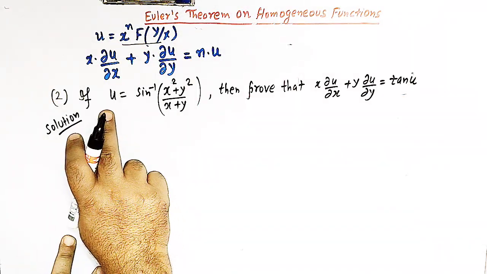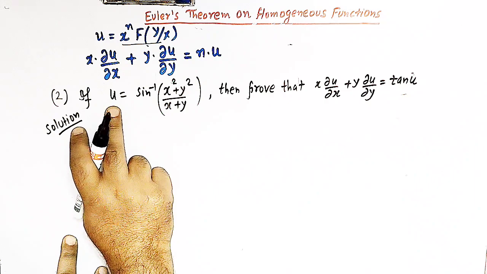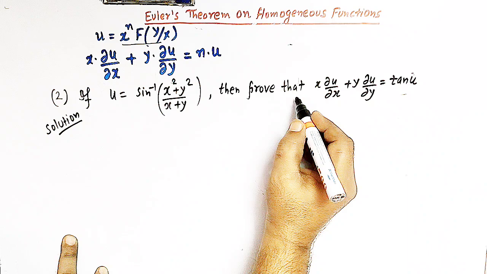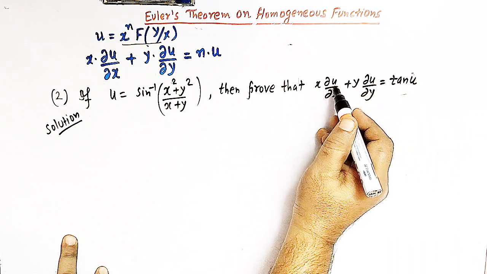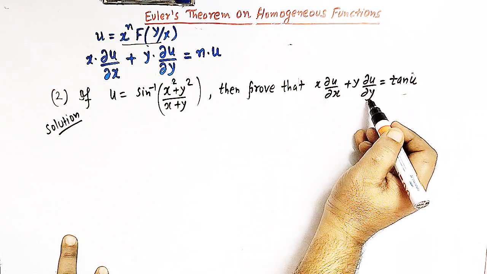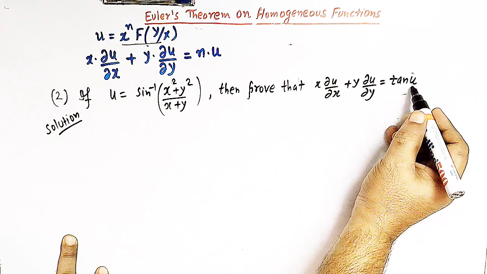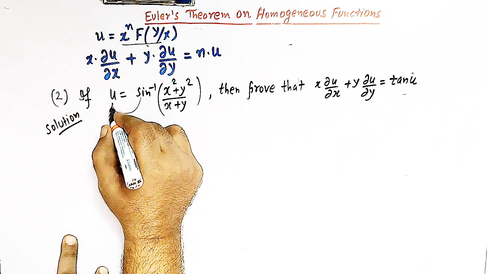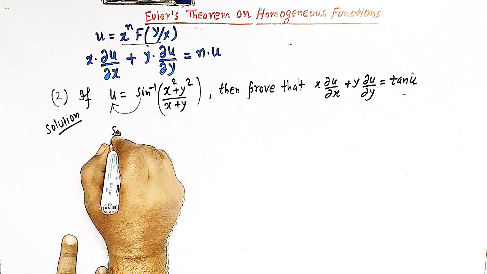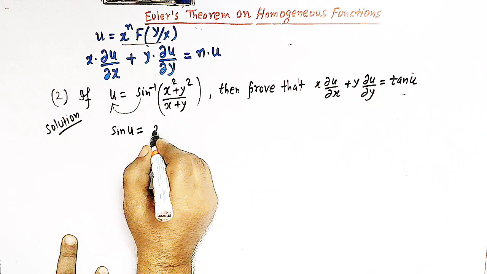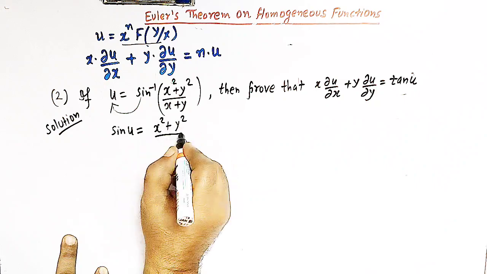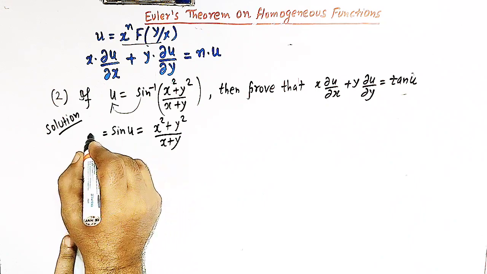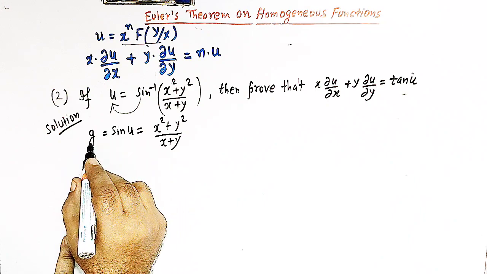So now consider this problem. So here we are given u is equal to sine inverse of (x^2 + y^2) over (x + y), and we have to prove that x times ∂u/∂x plus y times ∂u/∂y is equal to tan of u, right? So for this what we will do, we'll take sine inverse to this side. So we have sine of u is equal to (x^2 + y^2) over (x + y), right? And let us take sine of u as a function g, right?